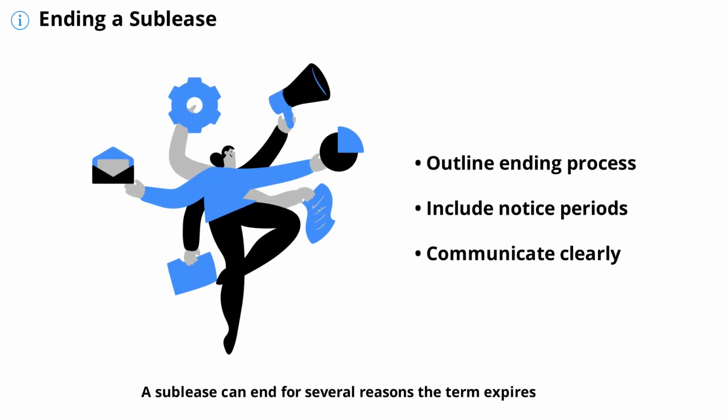A sublease can end for several reasons: the term expires, the original tenant returns, or the subtenant violates the agreement. The sublease agreement should outline the process for ending the arrangement, including notice periods and any penalties. Both parties should communicate clearly and follow the agreed-upon procedures to ensure a smooth transition.